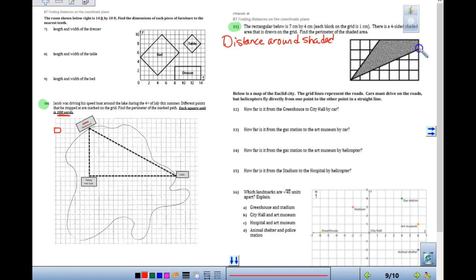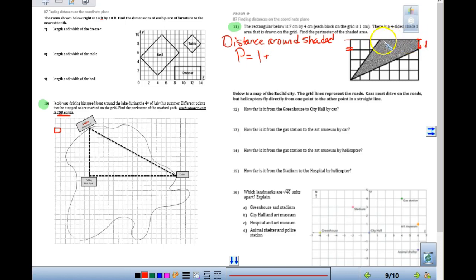Can you tell how long this side is right here of this shaded region? Do you have any idea how far that is? What do you think, Audrey? 1 unit. How do I know that? Because over here it's 1 unit, right? So this is 1. So I know when I start my perimeter, I know I have to have 1 plus.